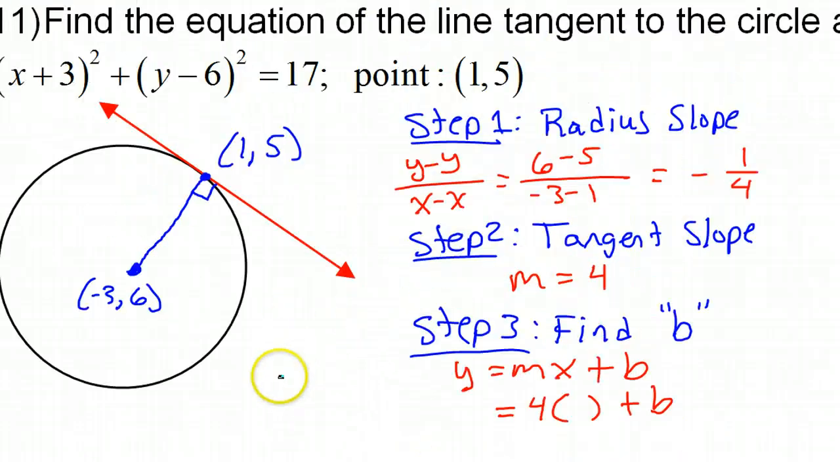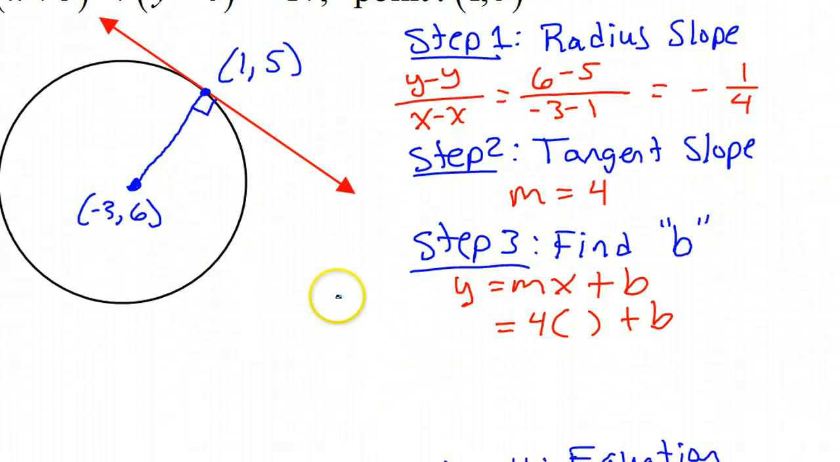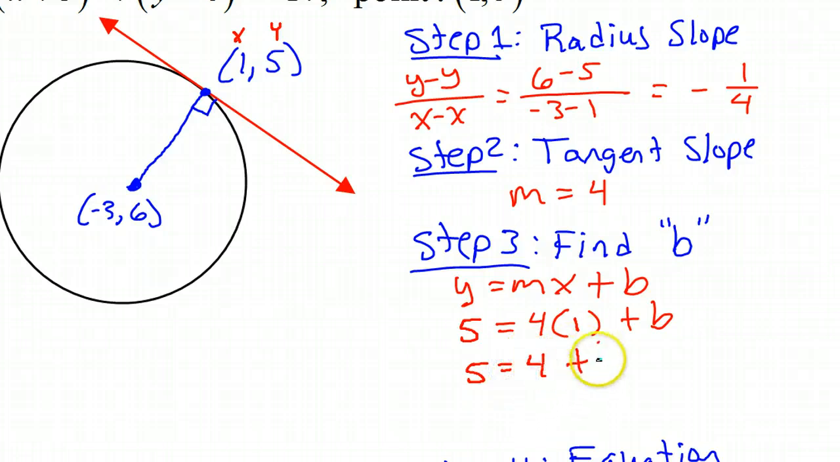Well, remember, we are trying to find the equation of the tangent line, the red line. Which one of these points is on the tangent line? Yeah, the 1, 5. Please don't try to use the center point and plug that in. Had a bunch of people do that. Okay, you have to use a point that's on the line, which is 1, 5. So obviously it's x, y. So 5 goes here, and 1 goes here. So this is 5 is equal to 4 plus b. Subtracting 4 from both sides gives me b equals 1.